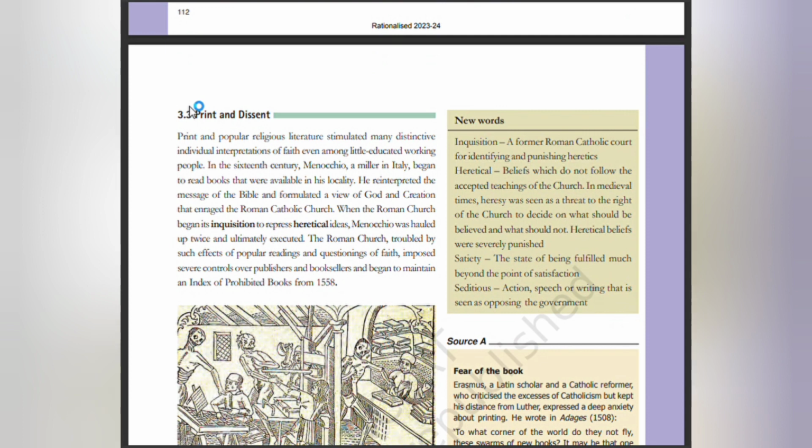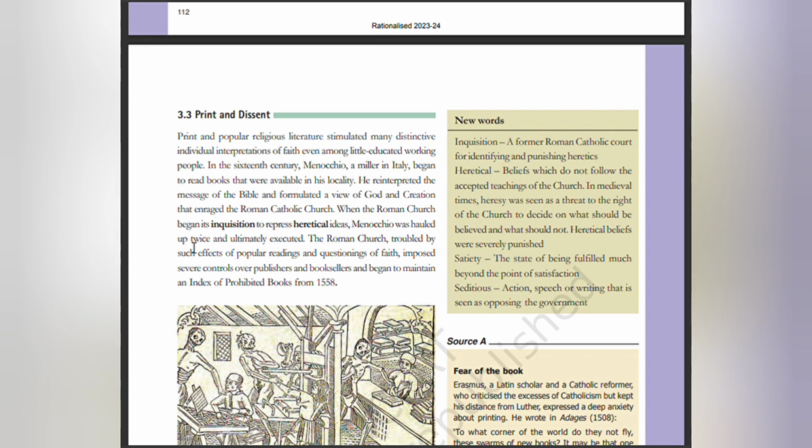Print and dissent. Print and popular religious literature stimulated many distinctive individual interpretations of faith even among little educated working people. In the 16th century, Menocchio, a miller in Italy, began to read books that were available in his locality. He reinterpreted the message of the Bible and formulated a view of God and creation that angered the Roman Catholic Church. The Roman Church began its inquisition to repress heretical ideas. Menocchio was hauled up twice and ultimately executed.